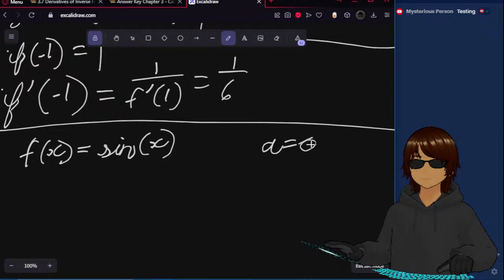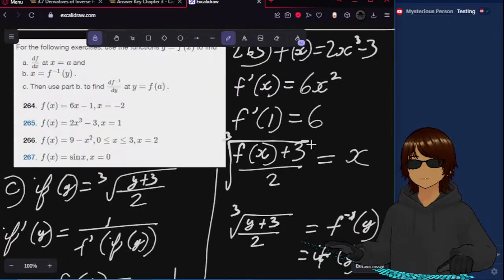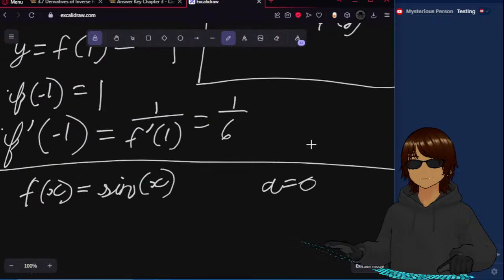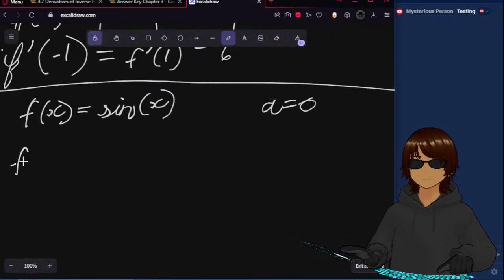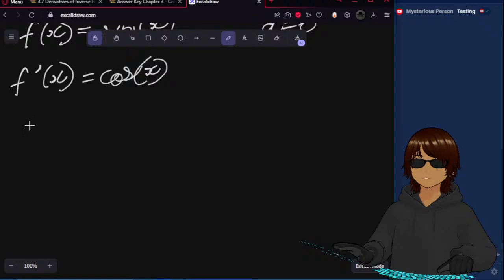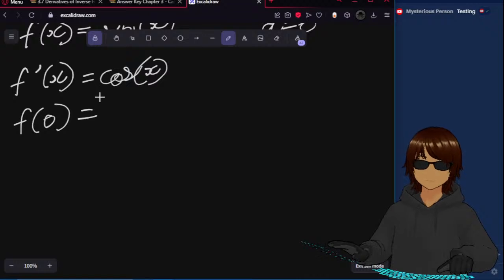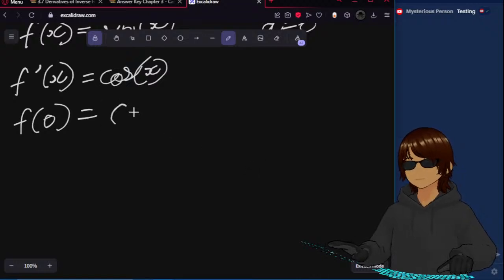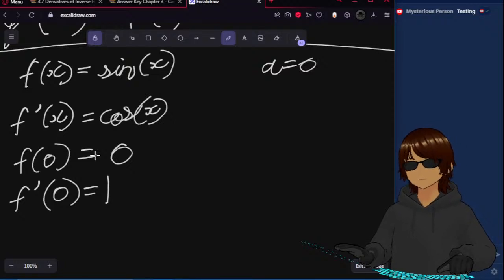And then a is 0. Derivative of sin is cos. Now f of 0 is 0. The derivative is 1. I'll write it f of a.